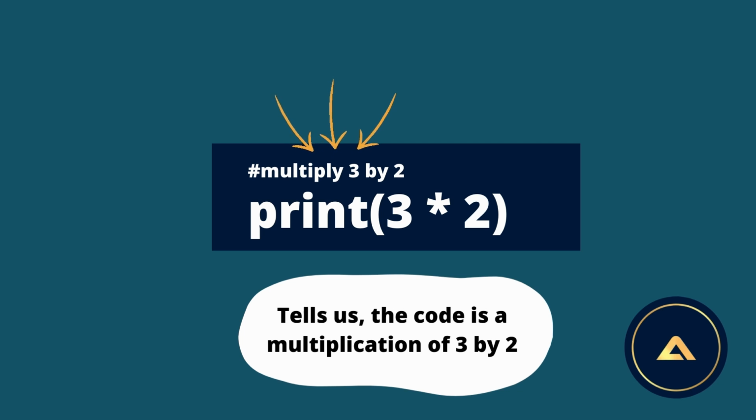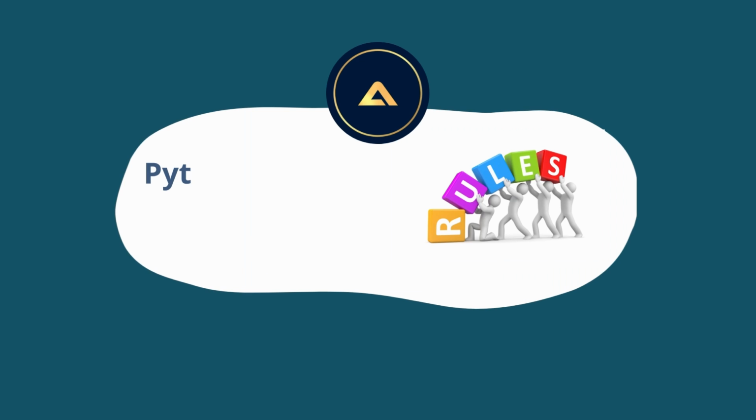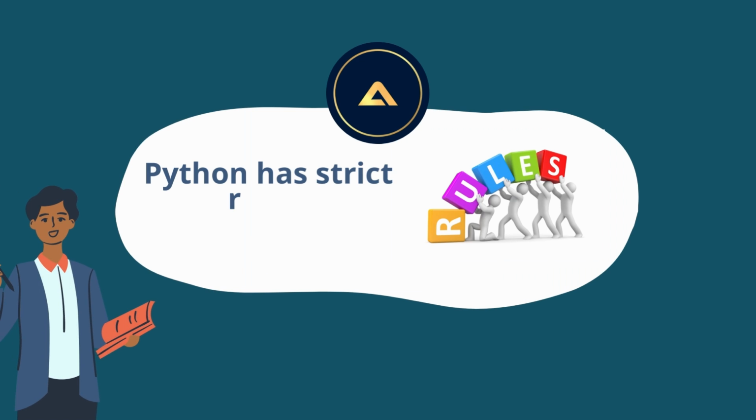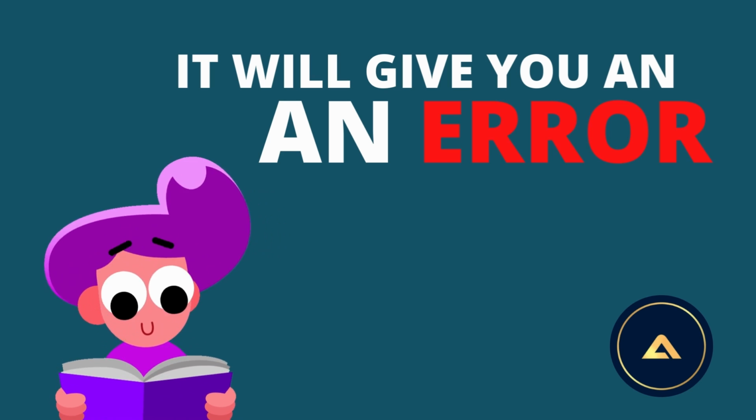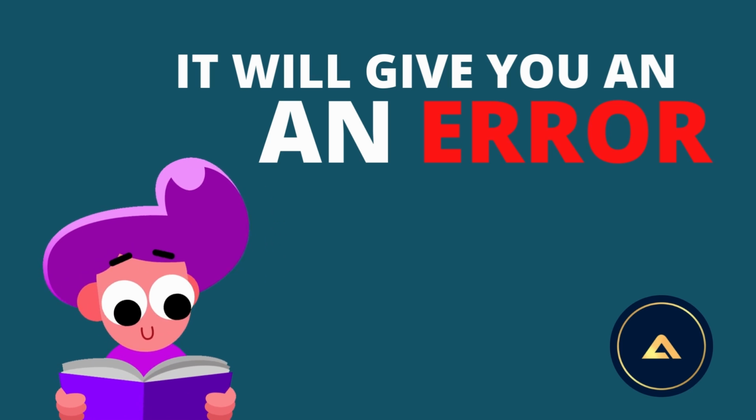Once Python sees the hashtag sign and recognizes that the line is a comment, it is completely ignored by the computer. This is important because, like any other language, Python has rules, and Python is very strict. If it cannot understand what you're trying to do, it will give you an error to tell you that it doesn't know what you're trying to write.